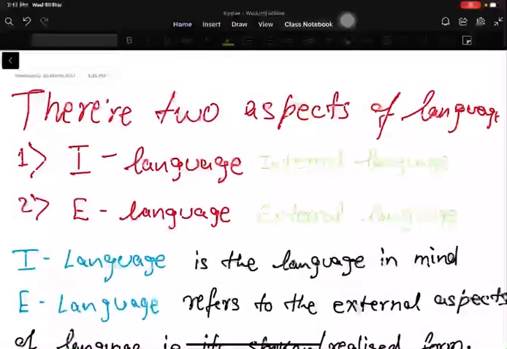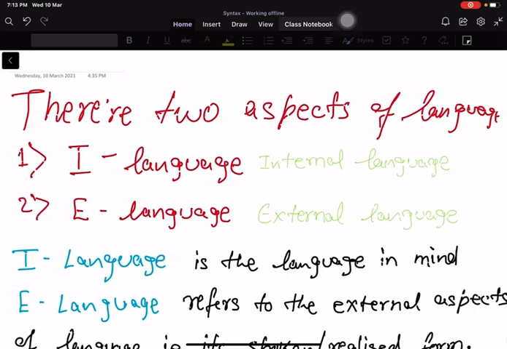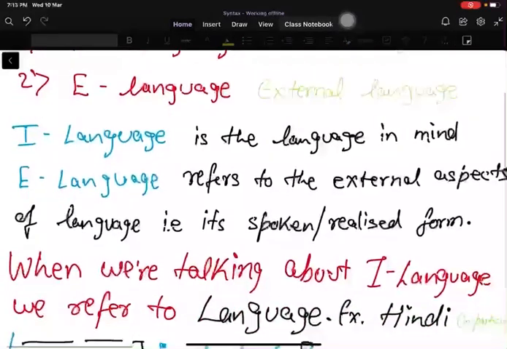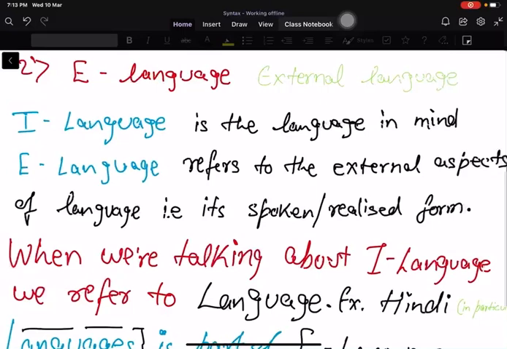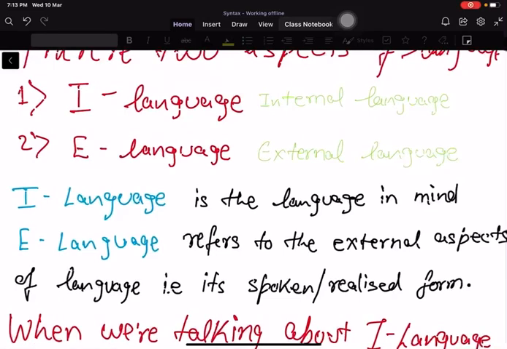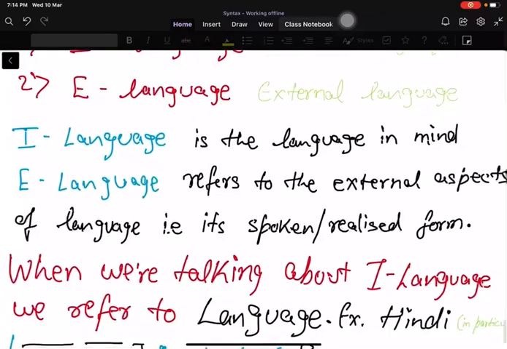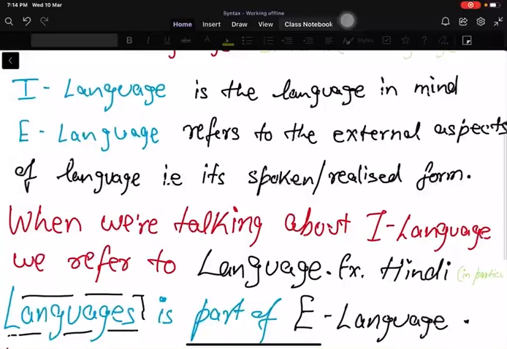There are two aspects of language: I language, that is internal language, and E language, that is external language. I language is the language in the mind, the thing that goes on in the mind. E language refers to the external aspects of language, that is, its spoken or realized form. The spoken form of language is the E language, the external language.